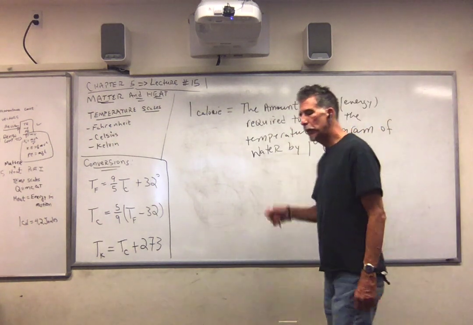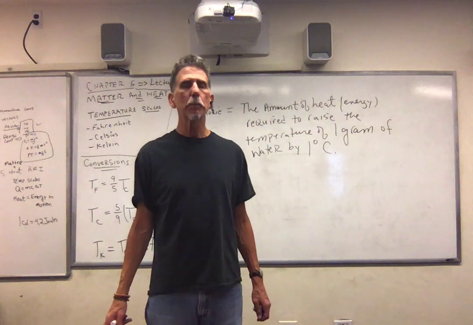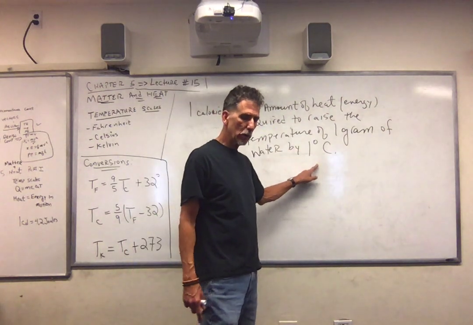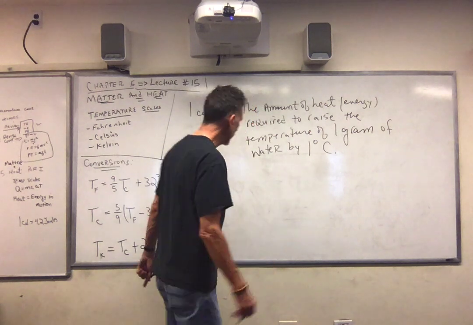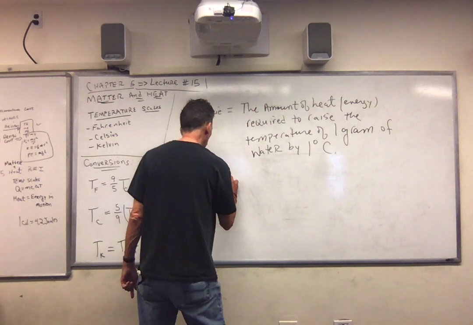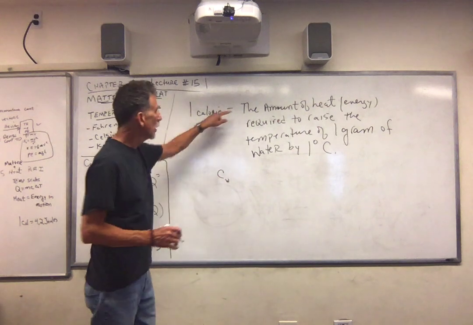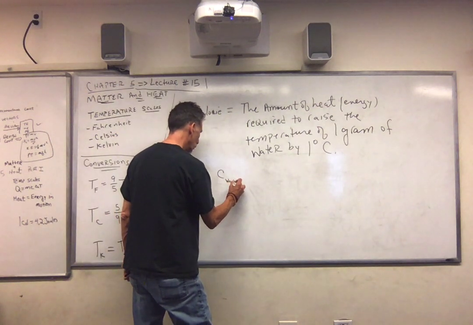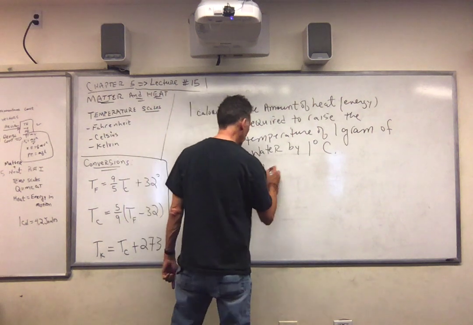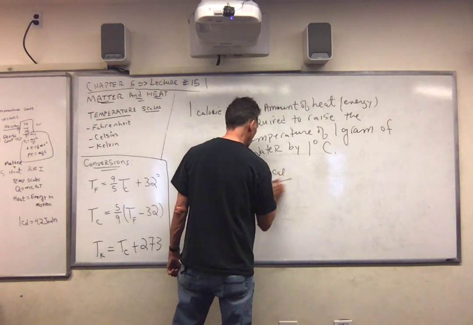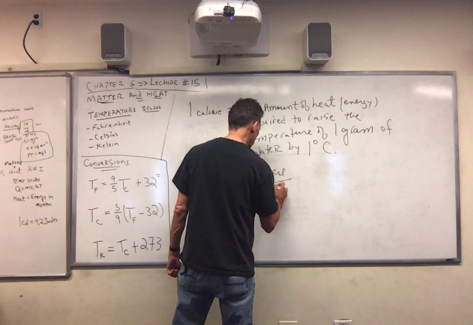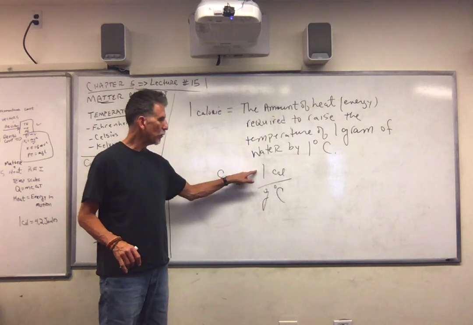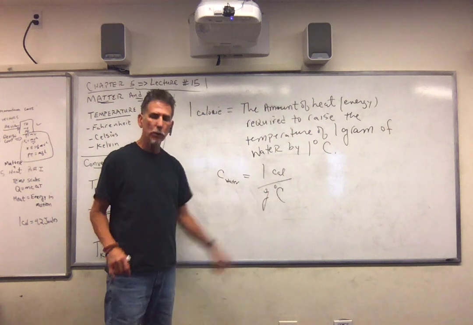1 calorie is the amount of heat required to raise the temperature of 1 gram of water by 1 degree Celsius. So the specific heat capacity, C sub W, what does W stand for? Stands for water. I'll put water here. We'd write this as 1 calorie with a small c per gram per degree C. Does everybody see what I've done? The specific heat capacity for water is 1 calorie per gram per degree C.